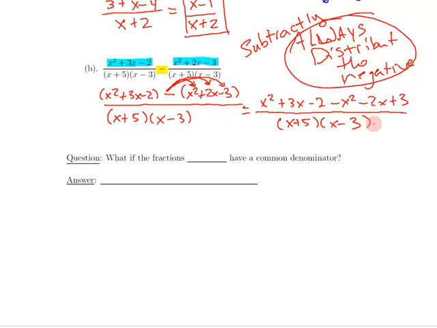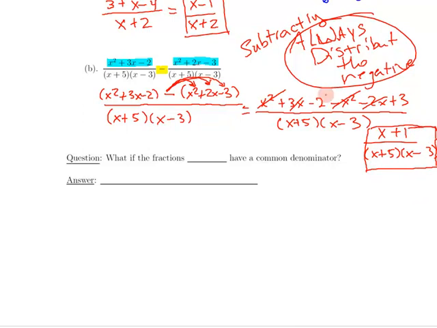Now we simplify. That is, we're going to combine like terms in the numerator. The x squareds subtract out. I have 3x minus 2x, leaving me with just a single x. I have a minus 2 plus 3 is a plus 1 over x plus 5, x minus 3. I cannot simplify that any further. So there's my final answer.